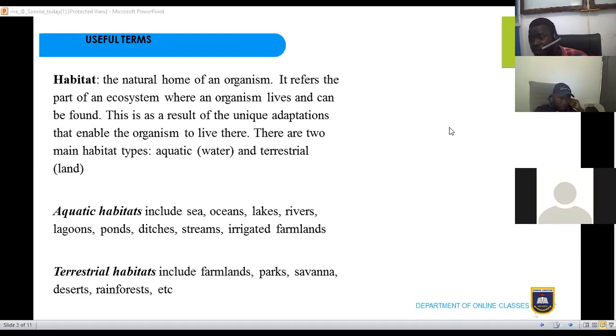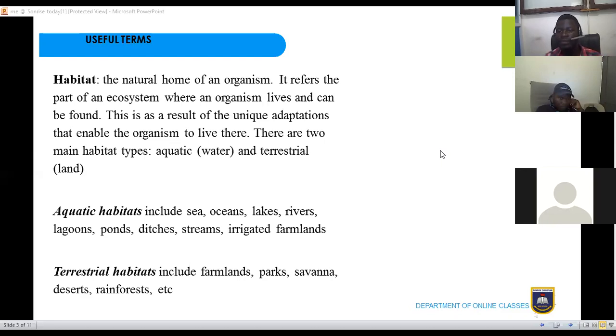Bear in mind, not irrigated farmlands, ordinary farmlands. We have parks. I don't know if you know about the Kakum National Park, the Mole National Park, the Fijai National Park, or the Chai Hills Resource Reserve. All these are parks. We have rainforests, deserts, savannas, and so on and so forth. These are terrestrial habitats. These are the habitats that are on land, habitats that are away from water.